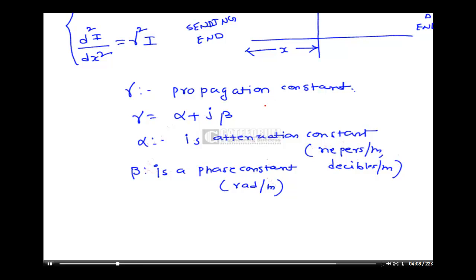Even though we call gamma a propagation constant, it has units of per meter. Generally, the unit of the propagation constant is measured in terms of length. We are calling it a constant, but that doesn't mean it doesn't have any unit. Similarly, the attenuation constant and phase constant, alpha and beta, have units. So in general, the propagation constant is equal to alpha plus j beta, attenuation constant alpha as well as phase constant beta.